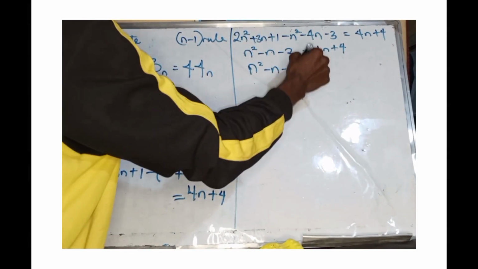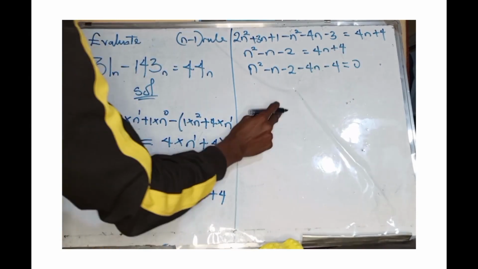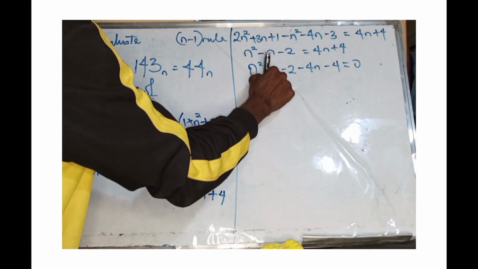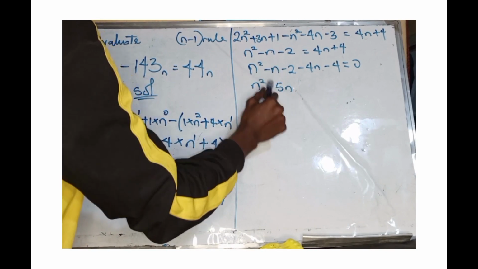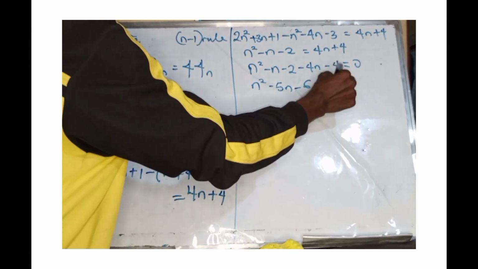Everything here comes to the left hand side, it becomes minus 4n, minus 4, all equals 0. So here it comes: n squared, minus n minus 4n will give me minus 5n. Okay, minus 2 minus 4 will give me minus 6, equals 0.